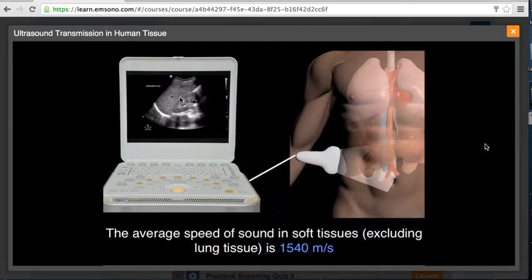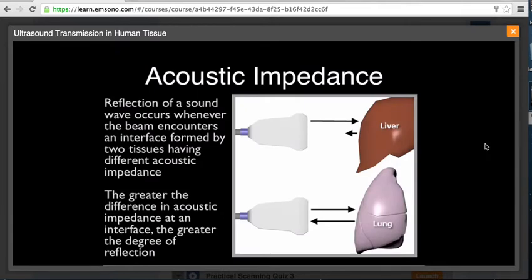However, in order to put that in a spot on the screen to create an anatomically correct image, it has to know the depth that it went in, and this is all going to be based on 1540 meters per second. Let's look at acoustic impedance.